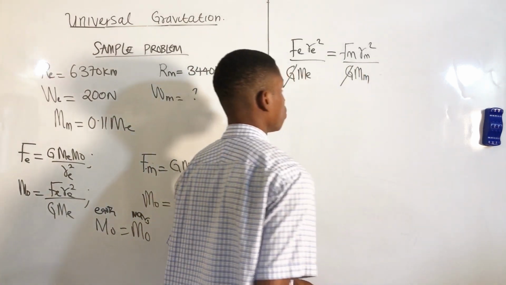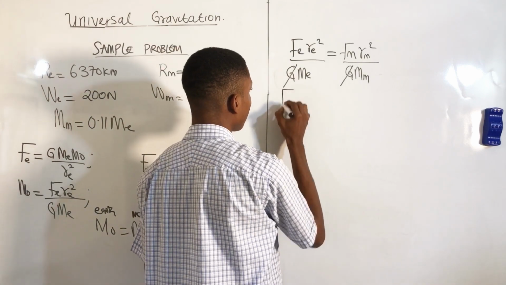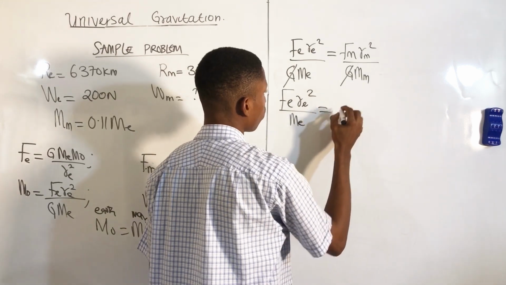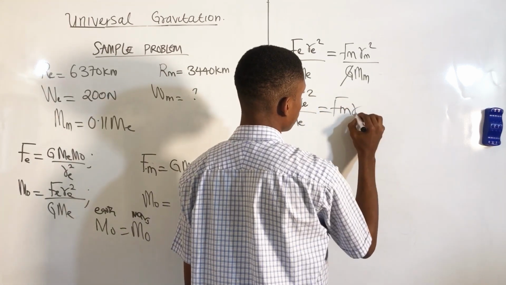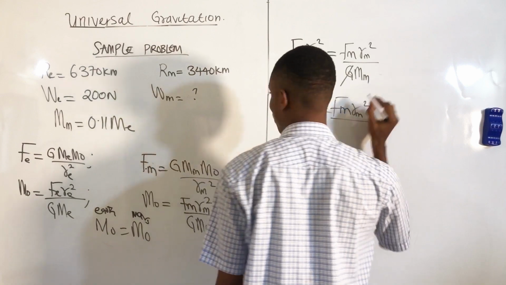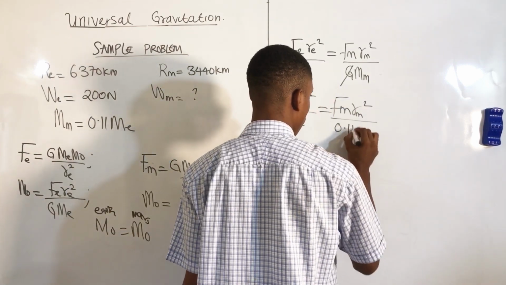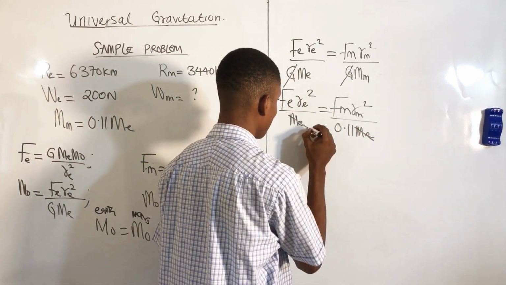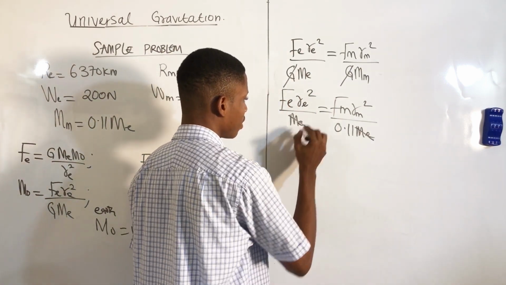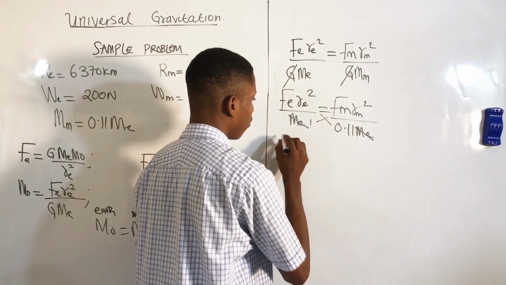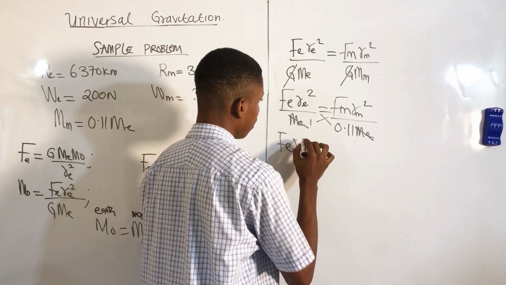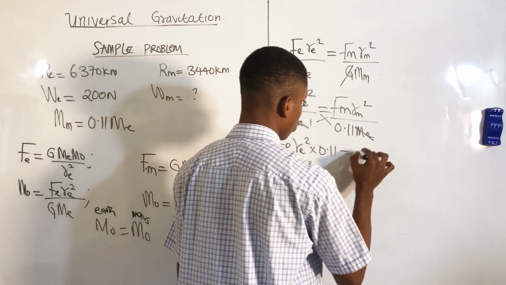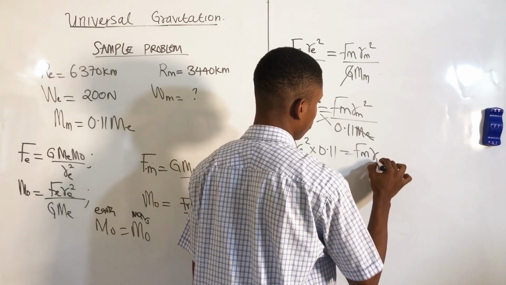So we're going to write the equation and it becomes what? F_E r_E squared over what? The mass of Earth is equal to what? F_M r_M squared. Anywhere you see the mass of Mars, represent it as what? 0.11 mass of Earth. So after you have done this, you notice that the mass of the Earth will cancel out. And when we cross multiply, we have what? F_E r_E squared, of course, multiplied by 0.11 is equal to F_M r_M squared.